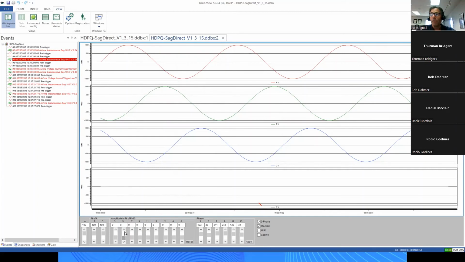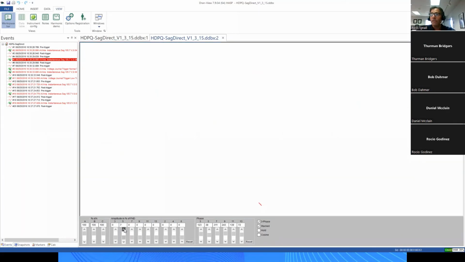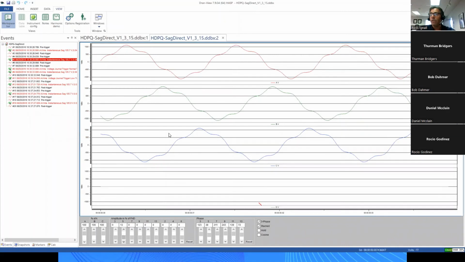Now, what this tool lets me do is, I have a scale here. I can just slide up and down. You can see I just randomly put in 13% on the 5th harmonic. You can see how distorted phase A, B, and C got. There's nothing on the neutral here. So this is not a triplen harmonic.